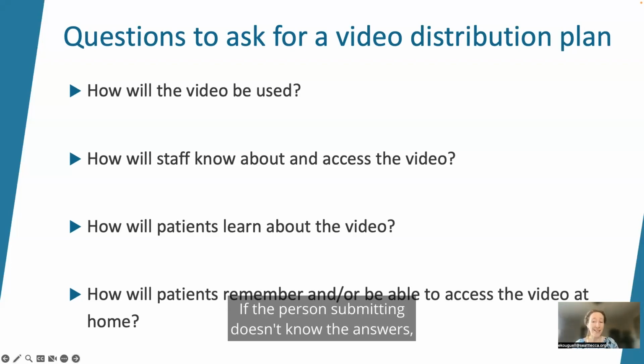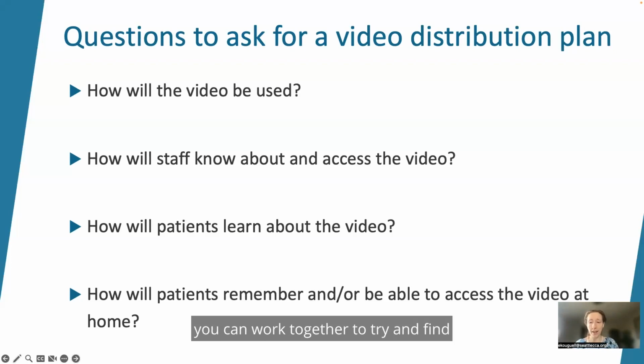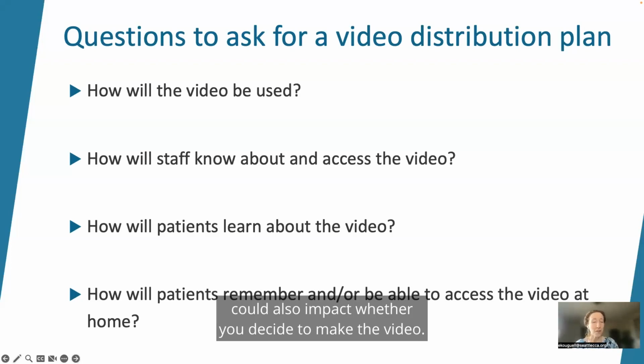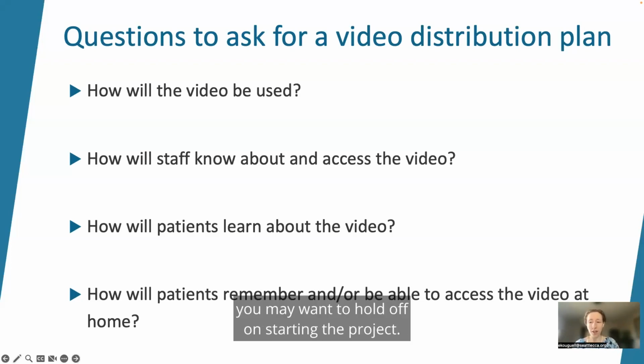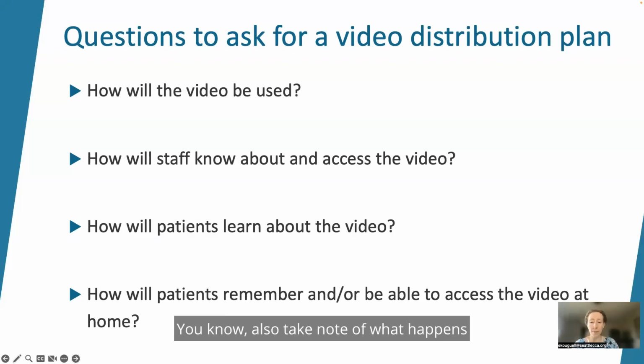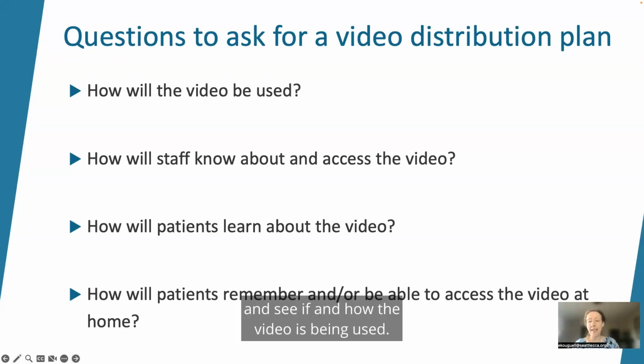If the person submitting doesn't know the answers, you can work together to try and figure out the answers. Now, the answers to these questions could also impact whether you decide to make the video. If there isn't a clear plan for the video, you may want to hold off on starting the project. If there is a plan, then great. Also take note of what happens with the videos you create. Look at analytics if you can, check in with the video requester a few months down the line, and see if and how the video is being used. Doing this can help with future video project distribution, planning, and priorities.